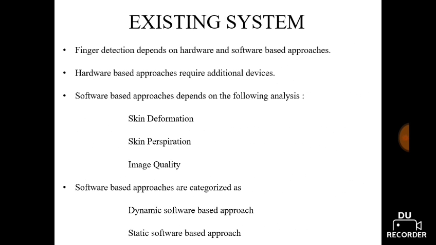As we know, fingerprint detections are software-based approaches because with the usage of hardware, we need additional devices to detect temperature, odor, pulse, etc. And also it would cost much. These software-based approaches mainly depend upon three things. Say, skin perspiration, that is the fluid secreted by sweat glands through pores. Next one is the deformation of skin, and the image quality. Software-based approaches are categorized as dynamic software-based approach and static software-based approach.